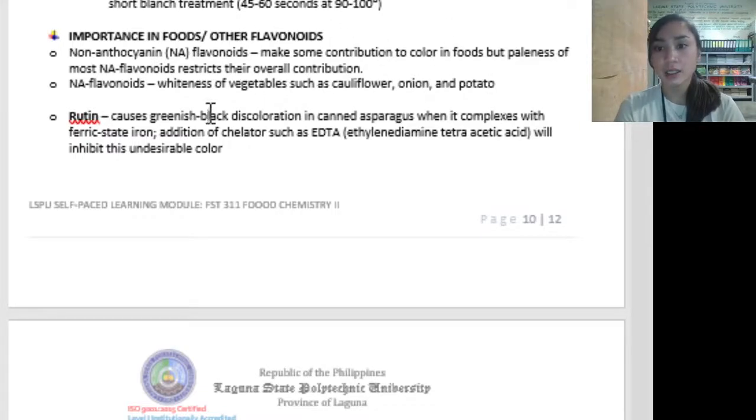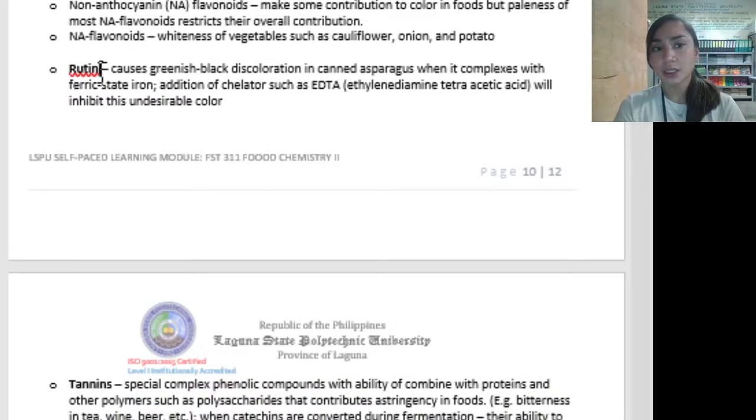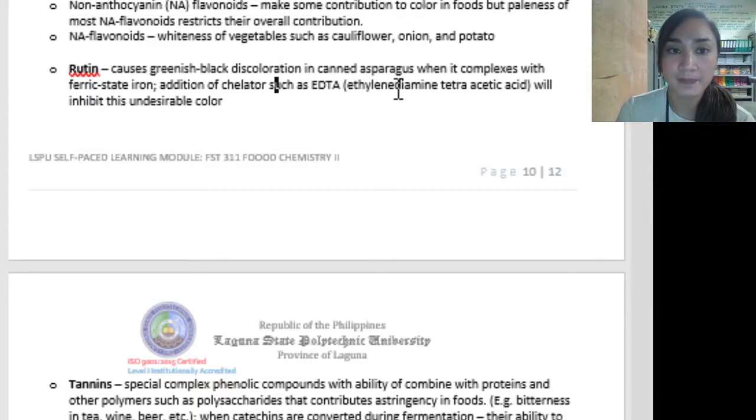flavonoids. Meron din tayong tinatawag na rutin. Rutin causes a greenish-black discoloration, especially sa mga canned vegetables such as asparagus, once there is a reaction with a ferric state ion. So, di ba ang cans natin meron siya talagang iron. So ang addition ng chelator, chelator is a substance para lang ma-inhibit yung discoloration.